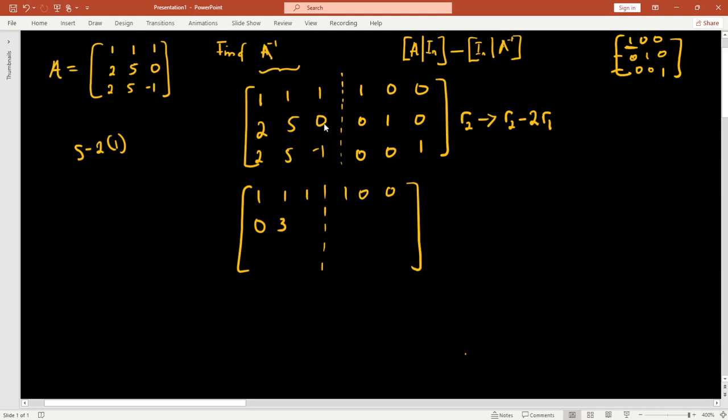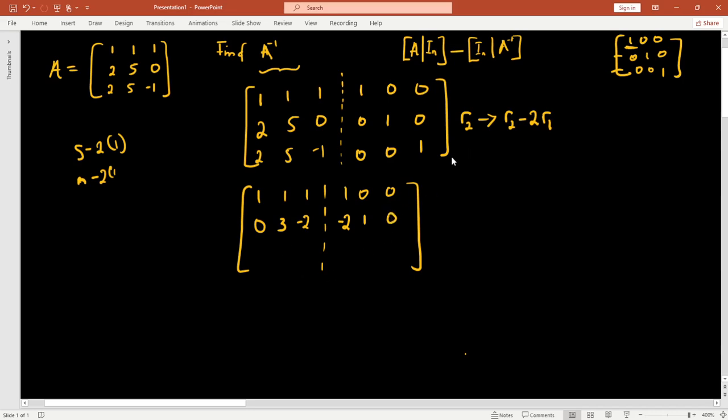Then the next one is 0 minus 2 multiplied by the entry on top, which is 1. So we get a negative 2 here. Then the next part again, 0 minus 2 times 1, we get a negative 2 here. Then the next part, 1 minus 2 times 0, so we get 1. Then here, 0 minus 0, we get a 0.